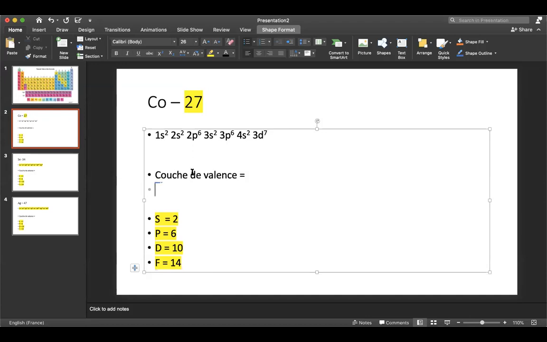What is the noble gas electron configuration? I am asking a question. If that is the couche de valence as Monterey has put it, what is the noble gas electron configuration for cobalt? Argon.